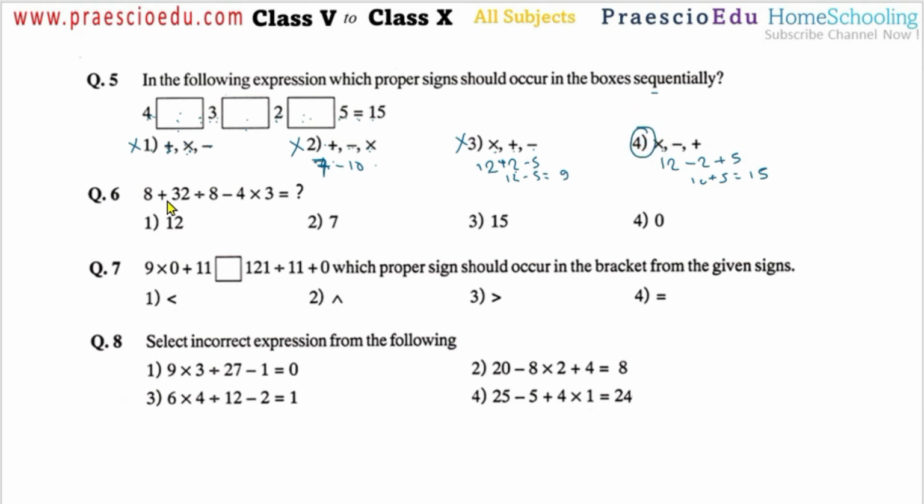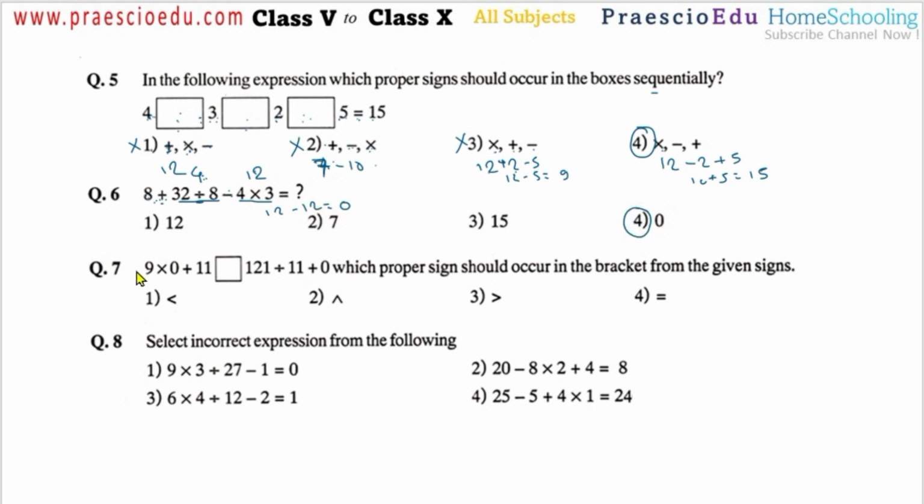Now question number 6. Here division has to be carried out first, means 32 divided by 8. This is 4. Later on, the addition has to be carried out, but parallelly 4 multiplied by 3 has to be carried out. So minus, this is 12. Okay, so 8 plus 4 minus 12. So this addition we have to solve first. So 8 plus 4 is 12, and then minus 12. So 12 minus 12 is equal to 0, and 0 is given in option number 4.